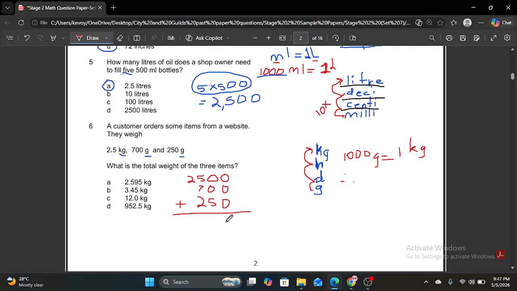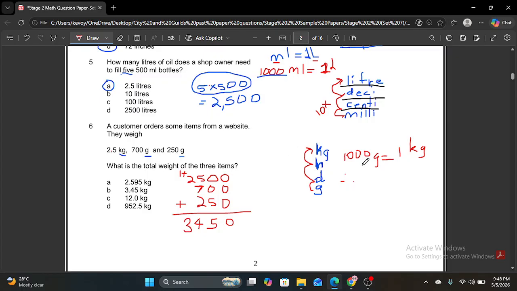0 plus 0 gives you 0. We have our 5 right here, because 5 plus 0 plus 0 is 5. We have a 7 right here, so 5 plus 2 is 7. 7 plus 7 is 14, and carry over the 1 to be added right here. So 1 plus 2 is 3.